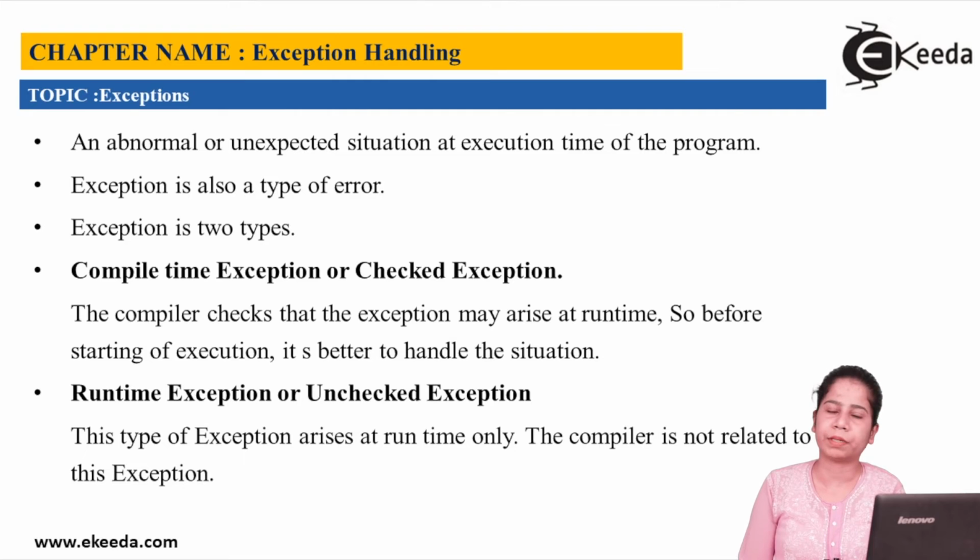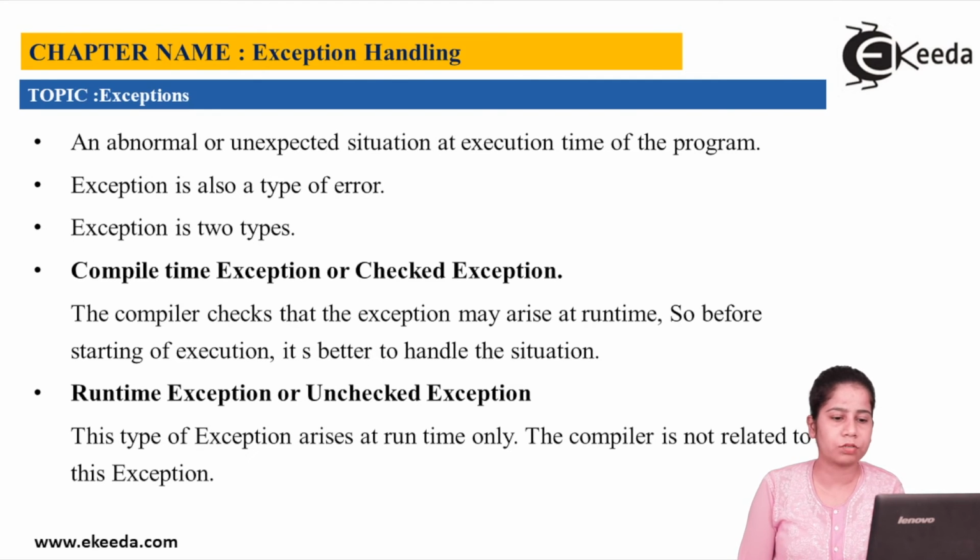Similarly, you have runtime exceptions, or unchecked exceptions. The name itself says that something I cannot handle or identify at compile time, I will handle at runtime. This type of exception arises at runtime only. Exceptions always arise at runtime, but where to handle it, at compile time or runtime? That is important. For unchecked exceptions, this type arises at runtime and you have to handle it at runtime only.